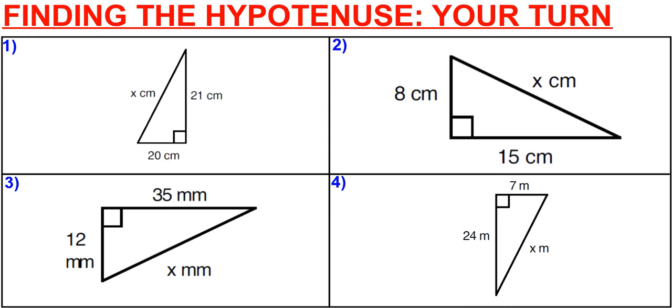Right, now it's your turn. So freeze this video now, have a go at these, write down the answers to one decimal place if you need, but I'm thinking you should find all these are whole numbers. So pause now and have a go at finding the hypotenuse for these 4 different triangles.